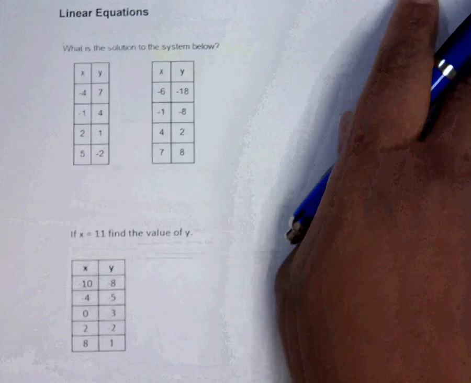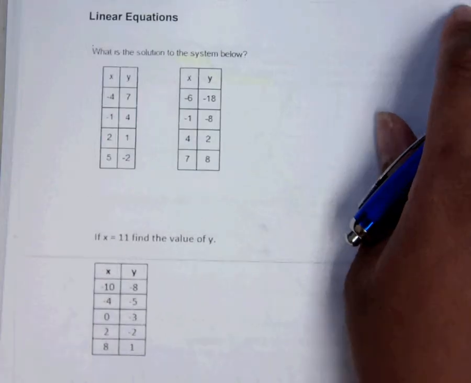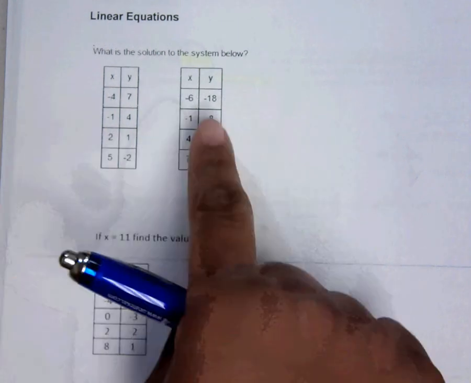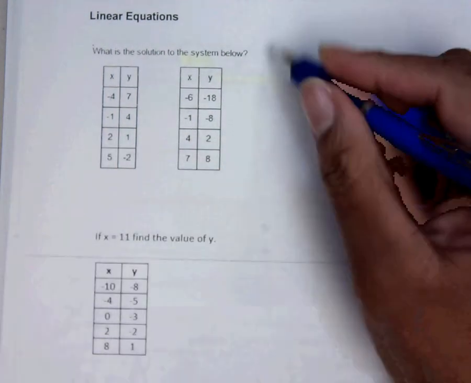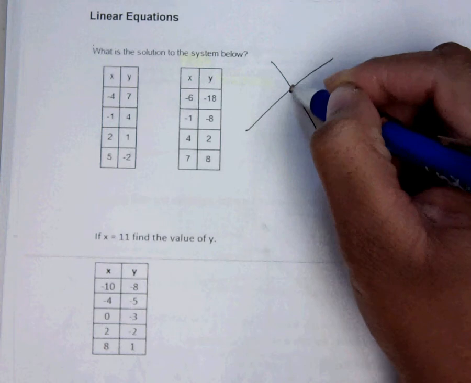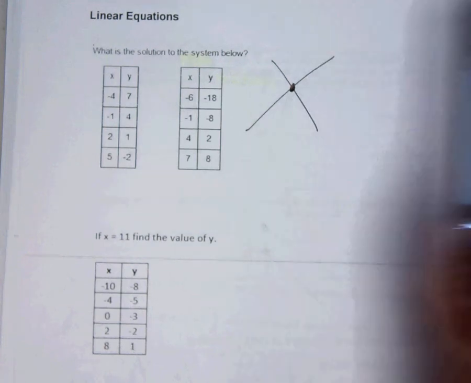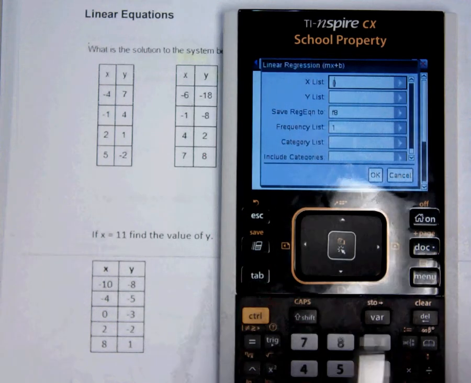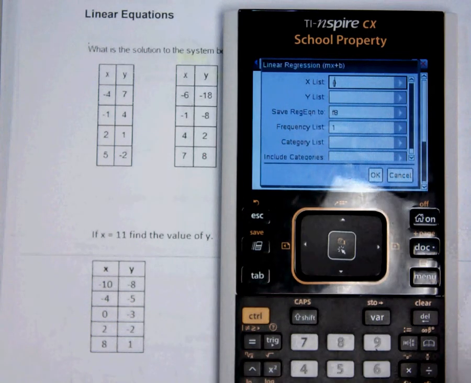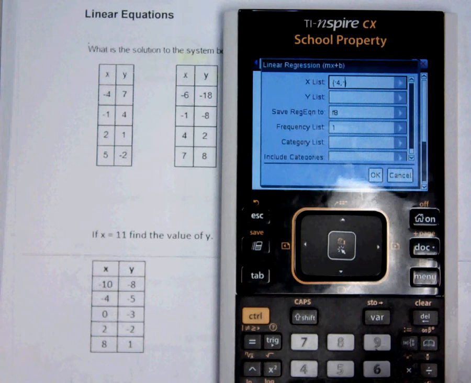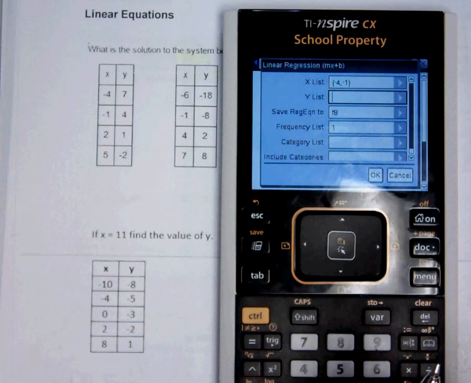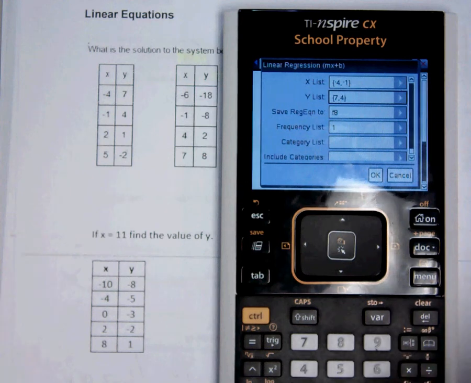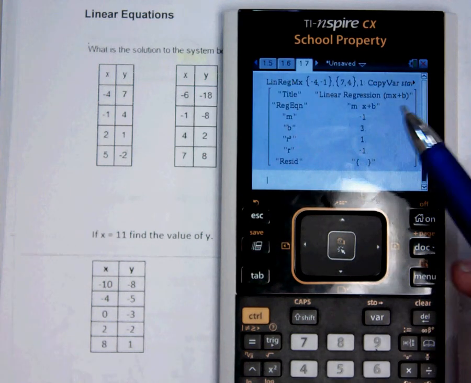This question here says, what is the solution to the system below? Now, to do this question, you do need to find the equations for both tables and then figure out where they cross or if they cross. So let's do that. Menu 613, control, squiggly lines, negative 4, comma, negative 1, down, control, squiggly lines, 7, comma, 4, and enter.